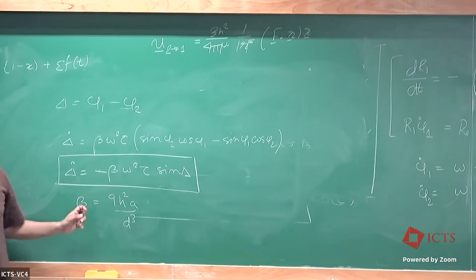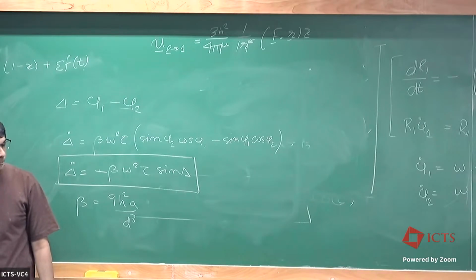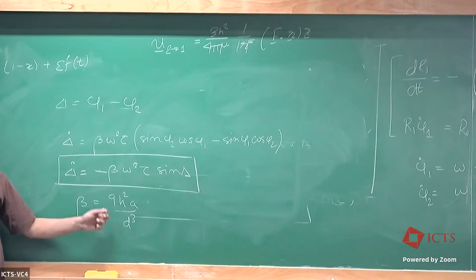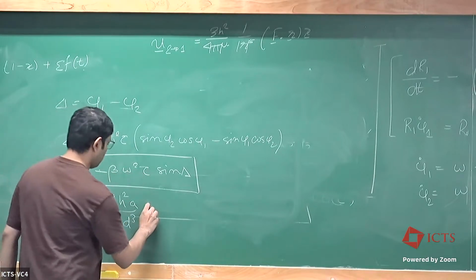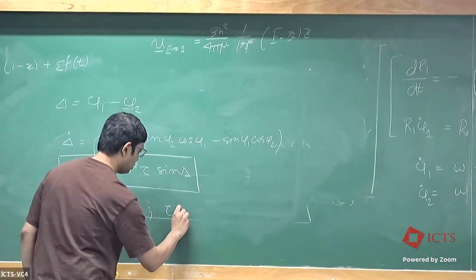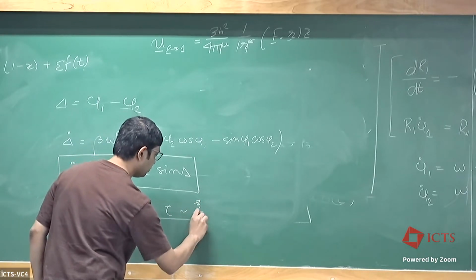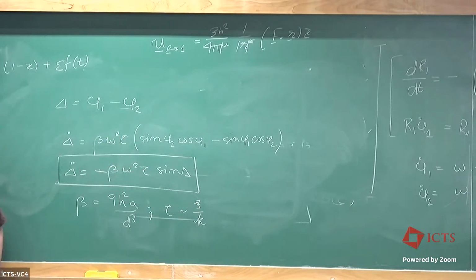So beta is really controlling the strength of the coupling, but it controls purely through geometry. This is purely a geometric factor. It depends on how far away from the wall you are. It depends on how far the spacing is. What about tau? What is tau? Tau is zeta over k, right?